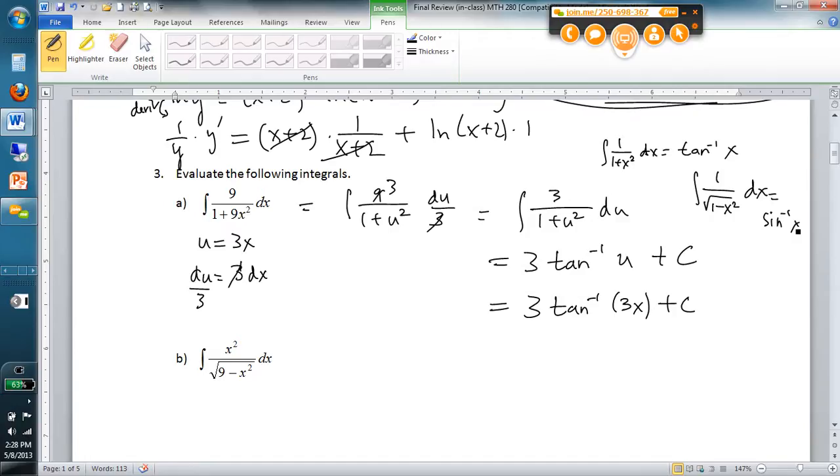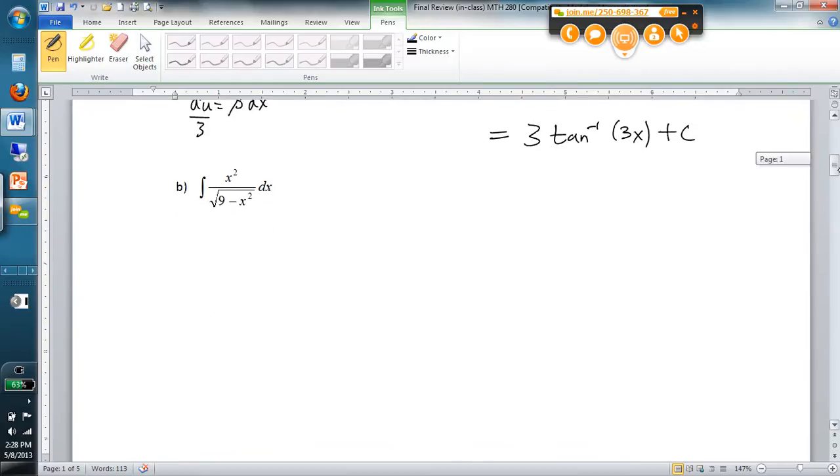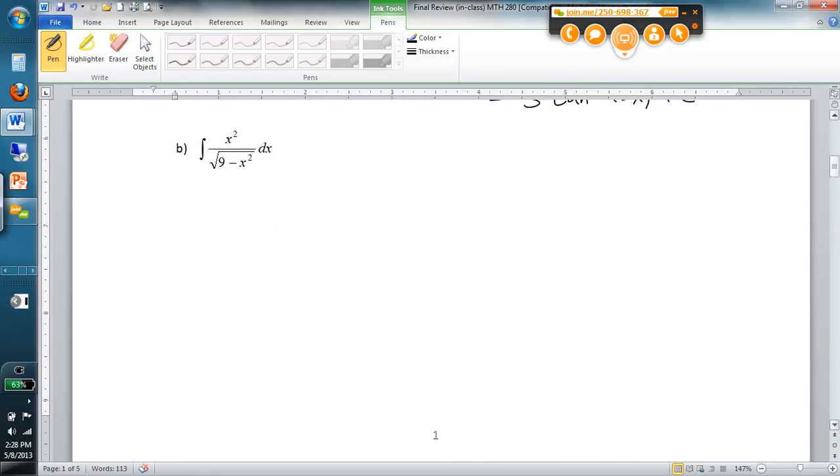Now, b is not an inverse trig function. Why not? B is not one of those because I've got the x squared on top, right? And so what I want to do with this one is another one we have talked about, a really fun one. Trig substitution. Let's try trig substitution on this one.